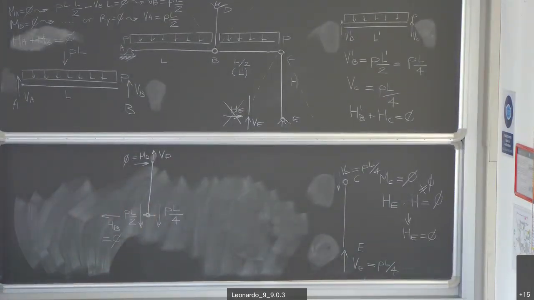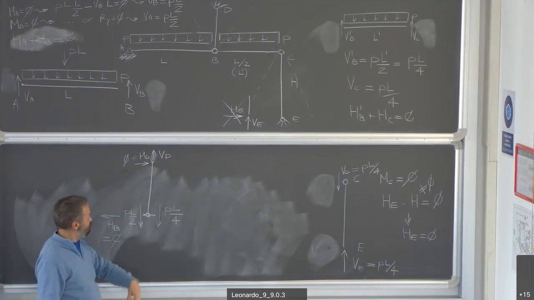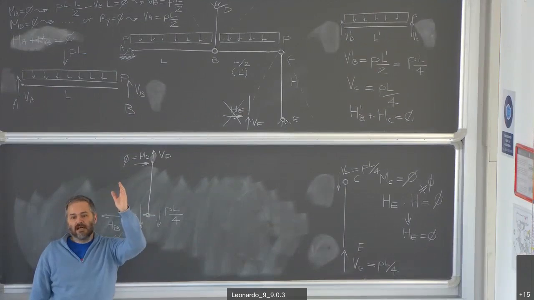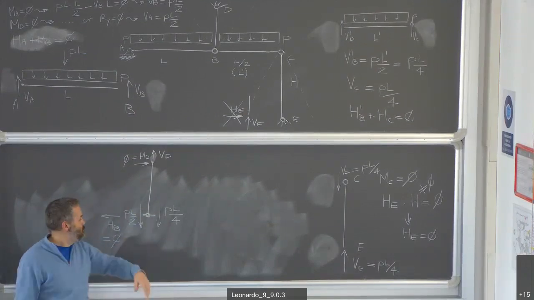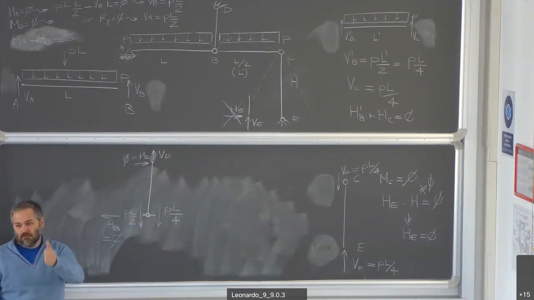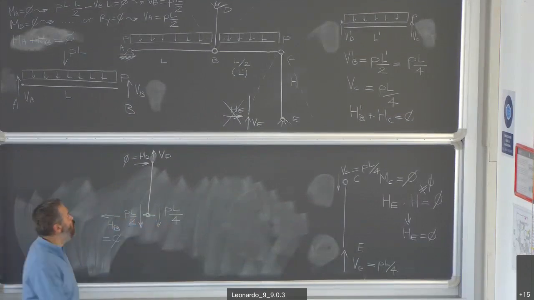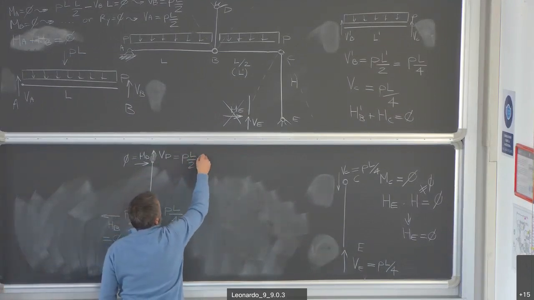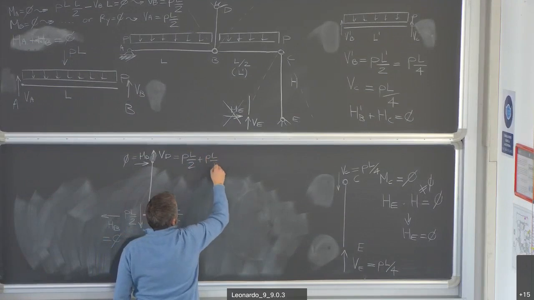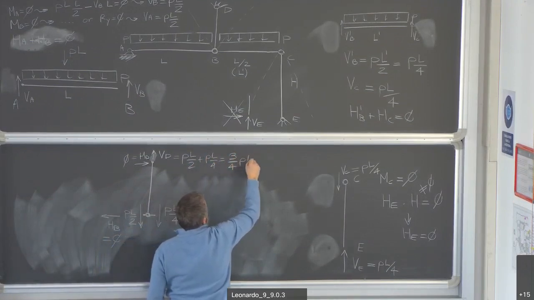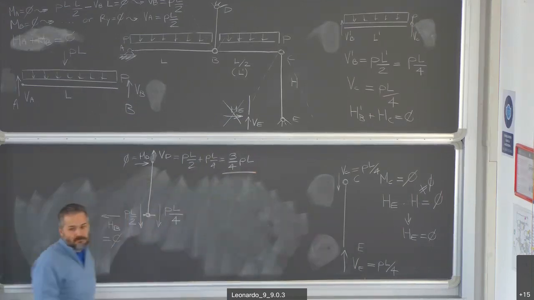Finally, 0, 0. What is VD? VD pulling the tie upwards. PL divided by 2, PL divided by 4, pulling it downwards. Obvious conclusion, this is PL divided by 2 plus PL divided by 4 equal to 3 divided by 4 PL. And that's it.